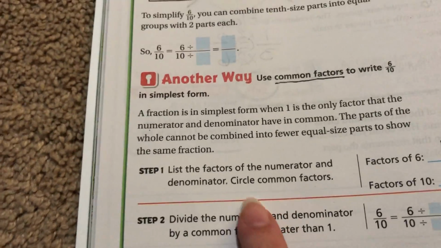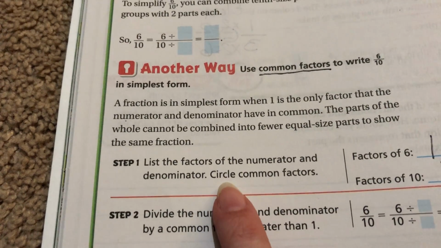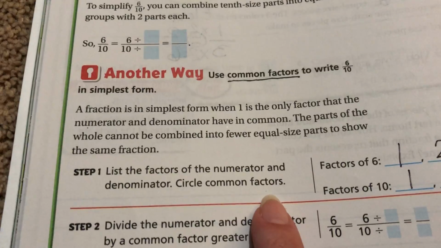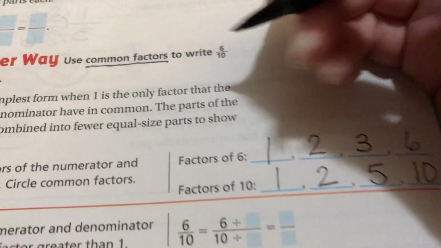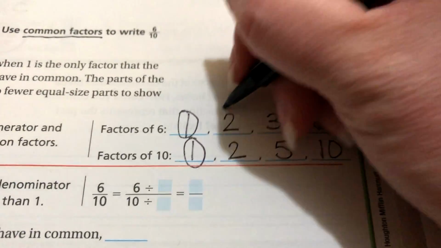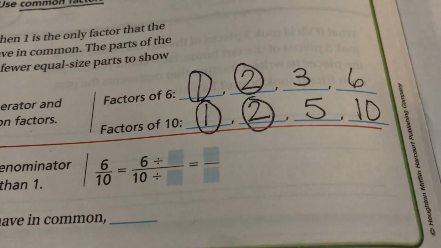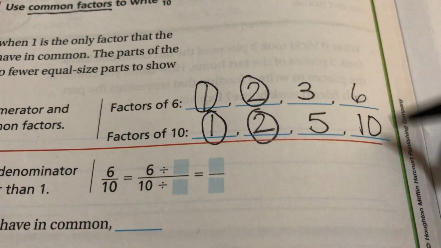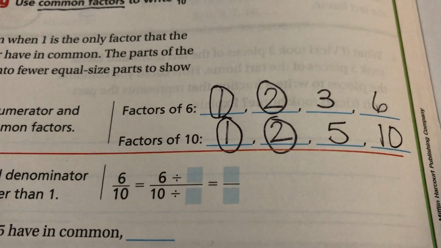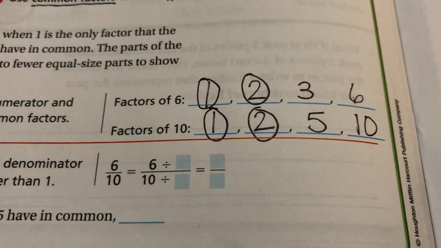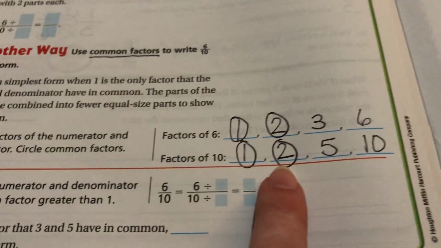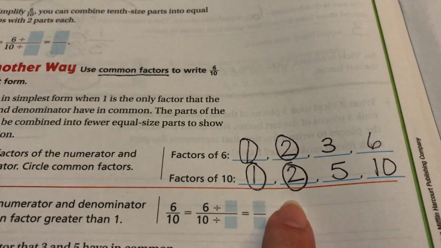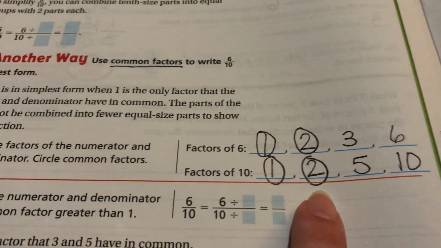Now, there's a second part here. We had to list the factors, and then it says circle common factors, meaning the ones that they have the same. So let's see. They both have 1 as a common factor, and 6 and 10 both have 2 as a common factor. Do both of them have 3, or 6, or 5, or 10? Those aren't common. So what we're looking for is the greatest common factor that these 2 numbers have. In this case, the greater of those numbers out of 1 and 2 would be 2.